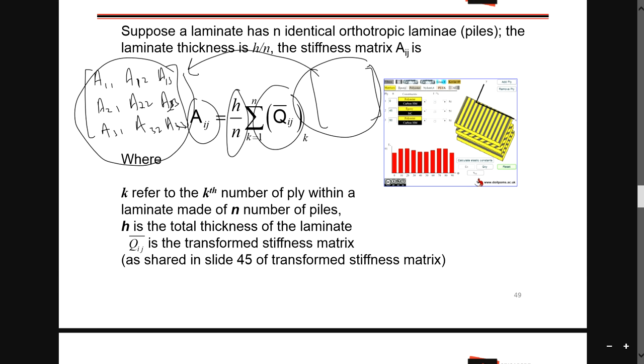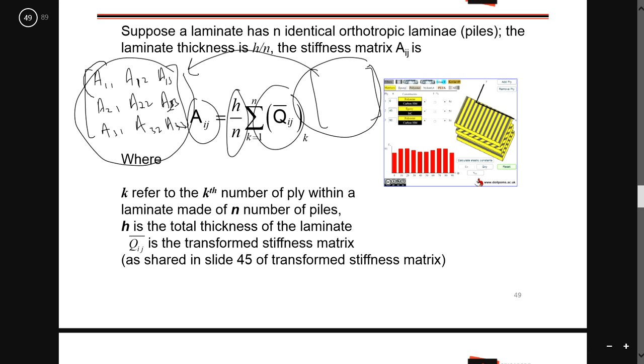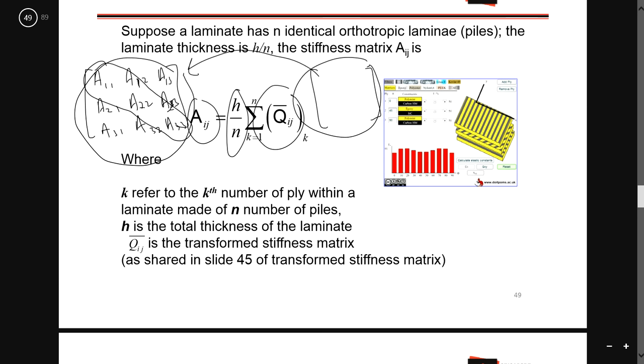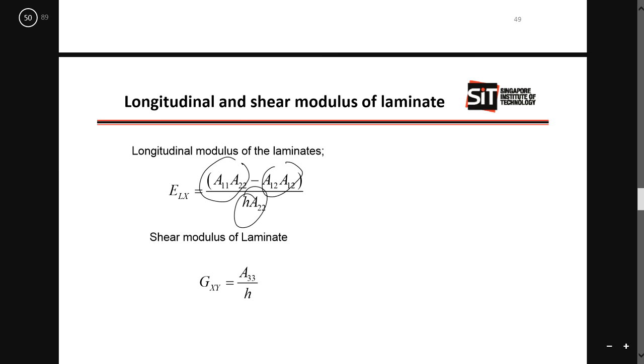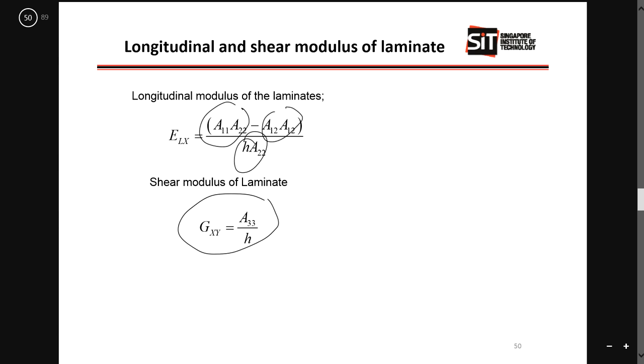These 9 numbers, if you take A11, A22, all these numbers, and you plug in over here, this is A11, A22 minus A12 and all these things. So you just take the values and multiply them yourself. Ignore this one, because there's no A33. A33 is for the shear modulus. But in any way, once you get this one, straight away you can find your longitudinal modulus and your shear modulus.